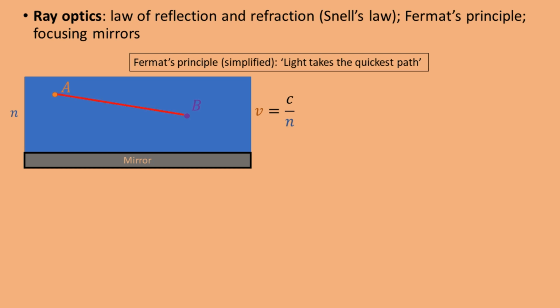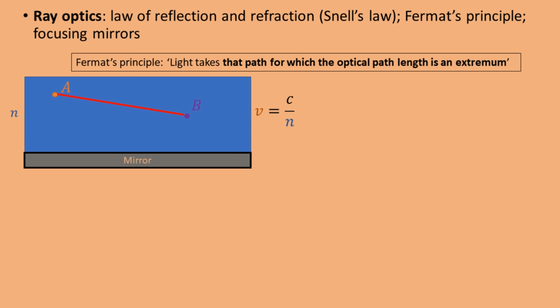The light would go in a straight line from point A to point B. So how could we derive the law of reflection from Fermat's principle? The problem is that our current formulation of Fermat's principle is too simplified. If we were to be more precise, Fermat's principle doesn't just state that light takes the quickest path, but rather that light takes the path for which the optical path length is an extremum.